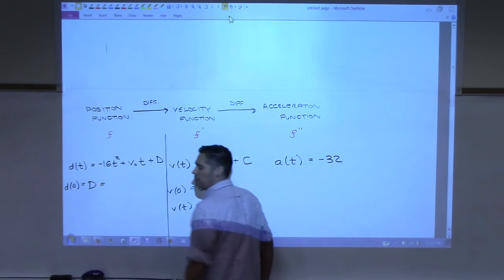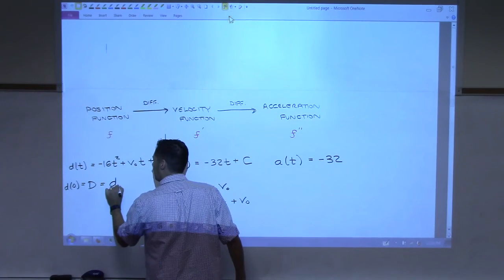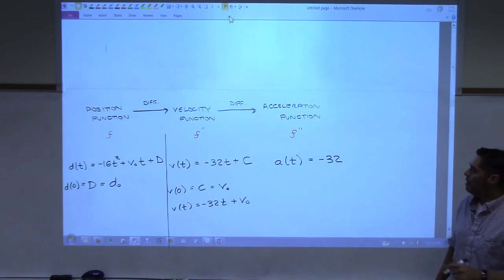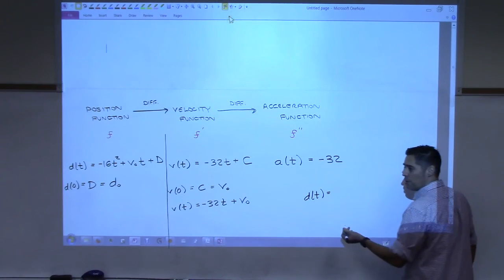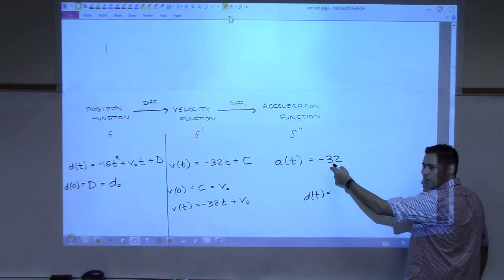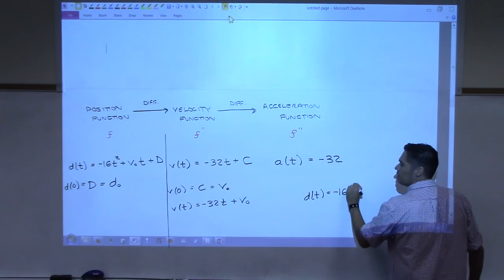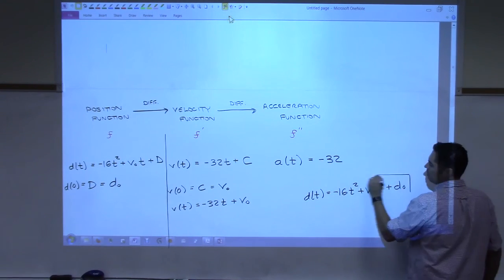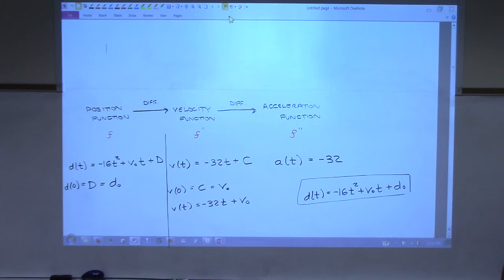So why don't we give that a fancy name? Why don't we call it D sub 0? And that'll be our initial position. And that means that our position function on Earth under the force of gravity should be negative 16t squared plus v naught t plus d naught. And that's where that formula comes from. All you had to know was the acceleration of gravity.